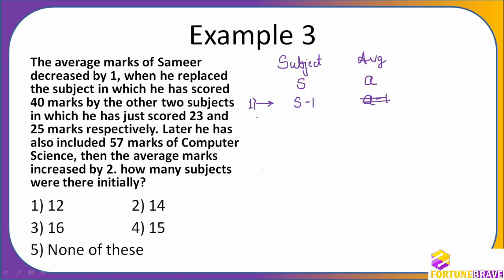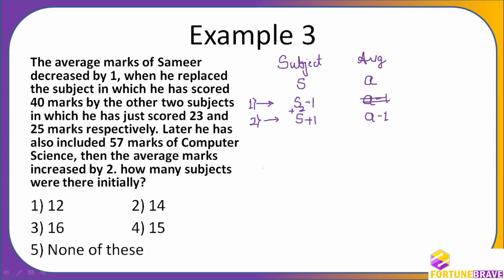Then the second thing will happen. Even if it is a replacement, I can say it. There will be two subjects added. So actually it will become S plus 1: minus 1 will go out, plus 2 will come. Average will be A minus 1. Is that clear? Now you need to understand this.